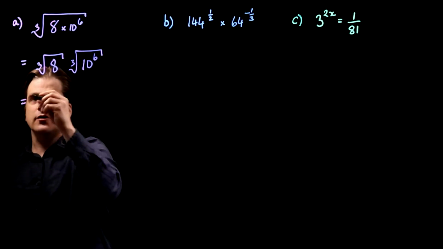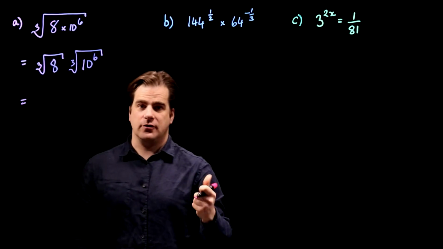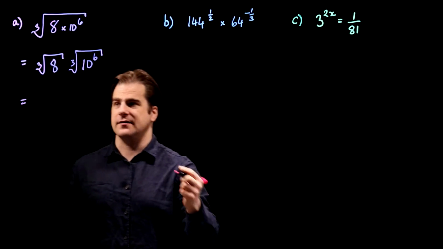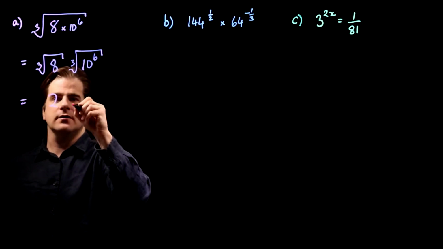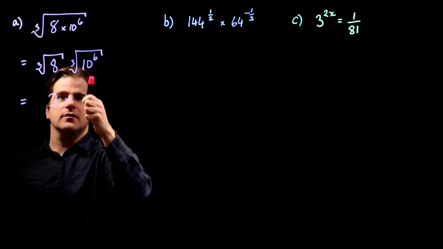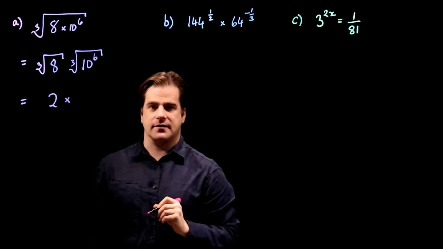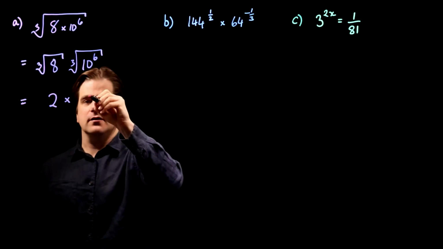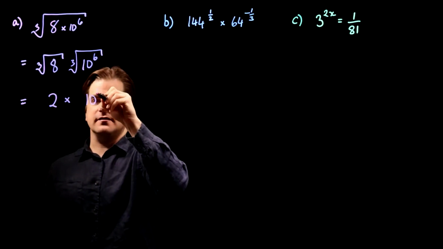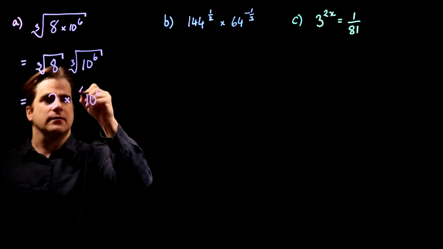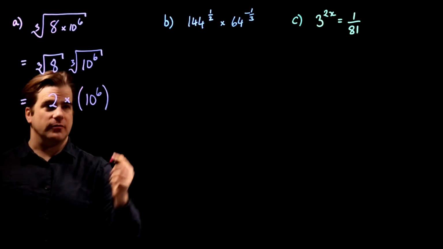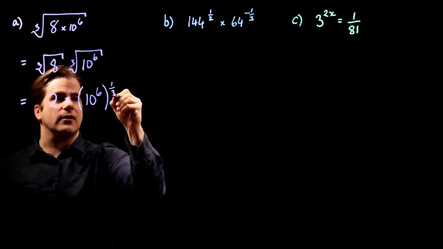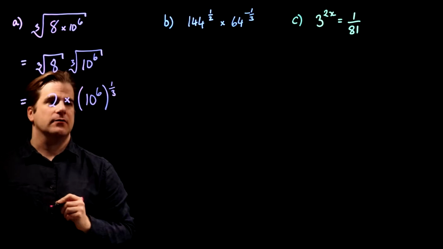Now, the cubed root of 8 is just 2. 2 times 2 is 4 times 2 is 8. So that's 2 times, right, cubed root of 10 to the 6. Let's rewrite it. That's 10 to the 6, okay? Cubed root means to the power of a third, right?